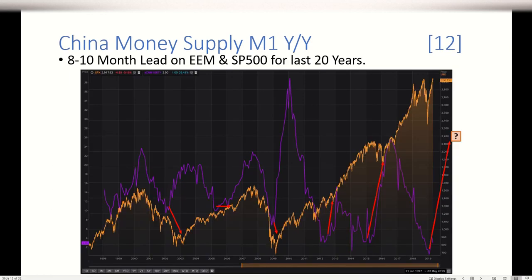So here's China's M1 money supply versus the S&P 500, and you can see whenever it troughs, there is a trough in the market, and then when there's an upsurge, the market rips, and so on and so forth, as you can see with the arrows.